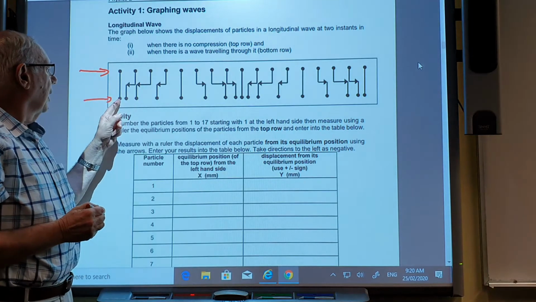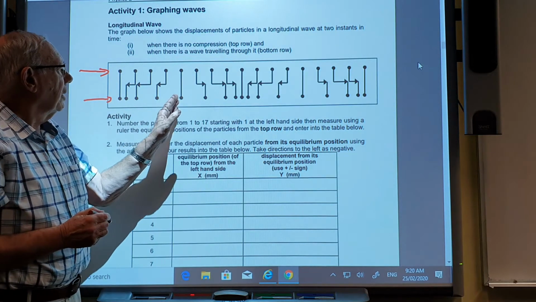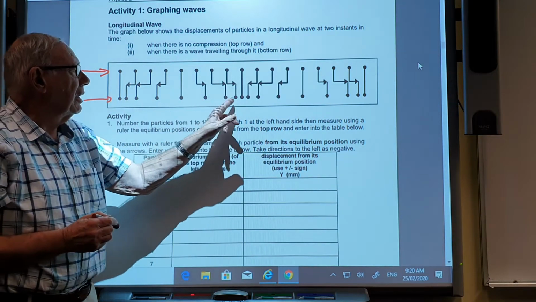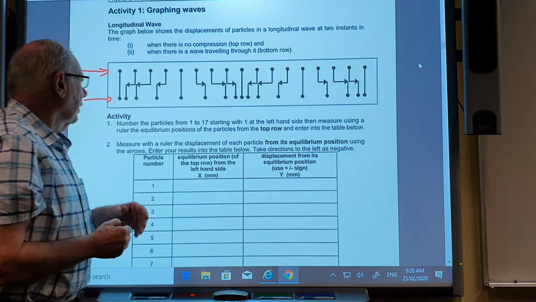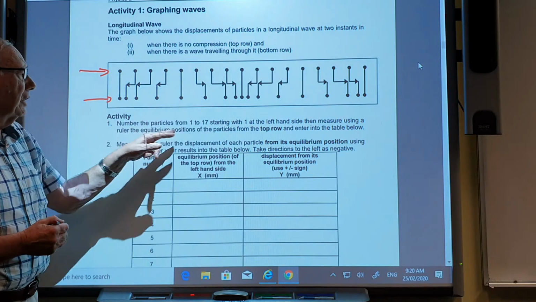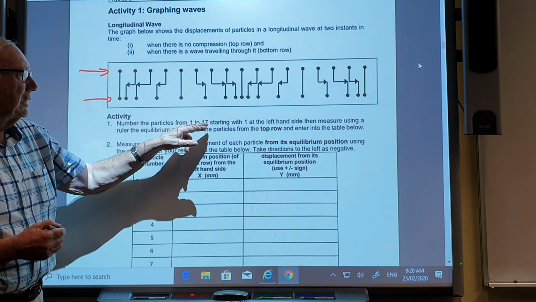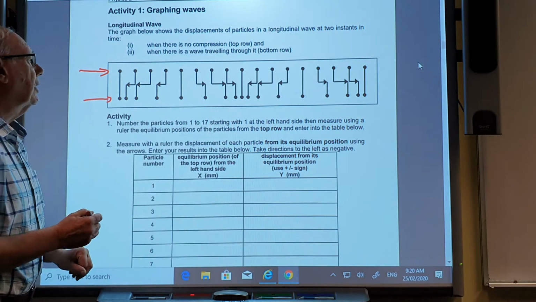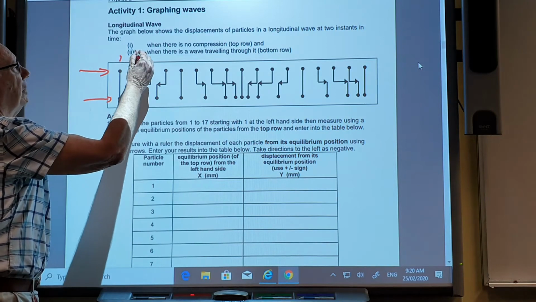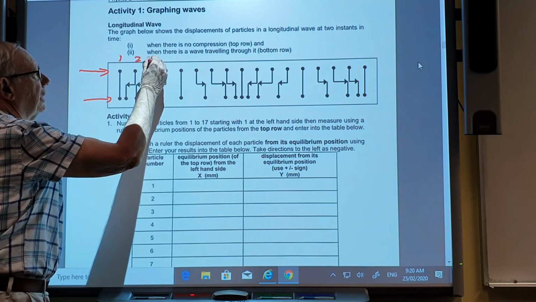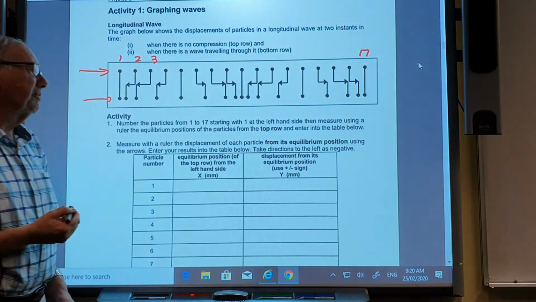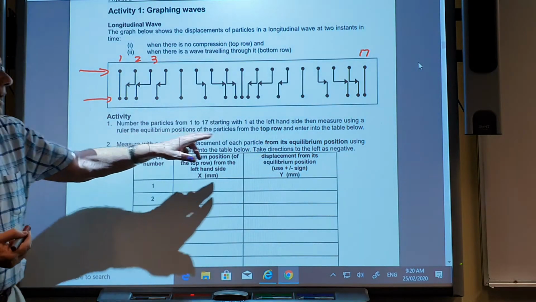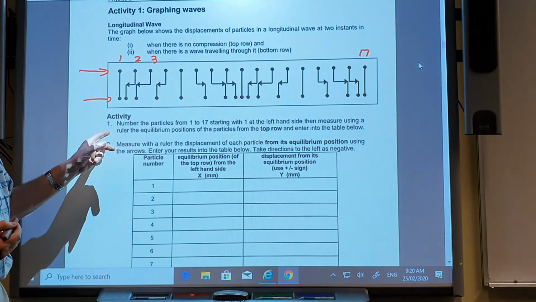And here we have a compression. Here we have a rarefaction. Here compression, rarefaction. So what it says here is number the particles from 1 to 17, starting with 1 at the left-hand side. Okay, 1, 2, 3, and all the way up here to 17.